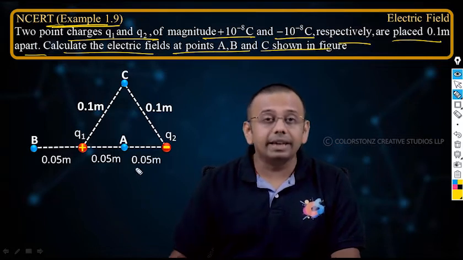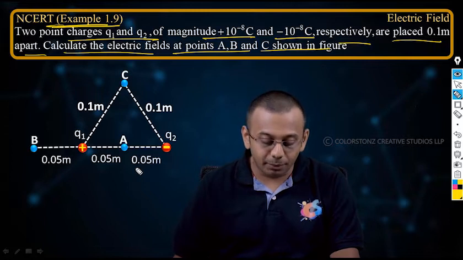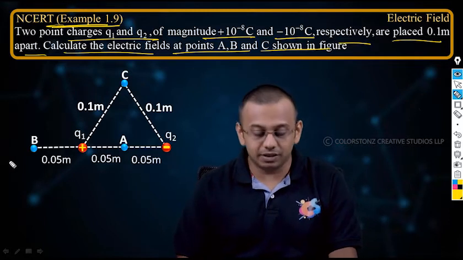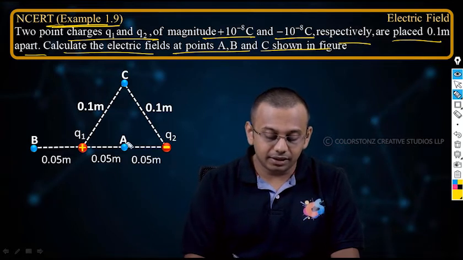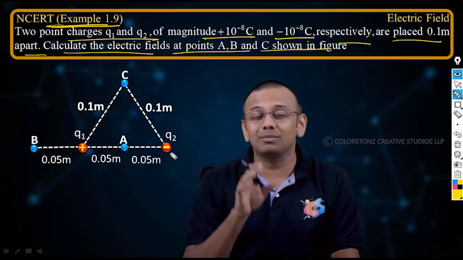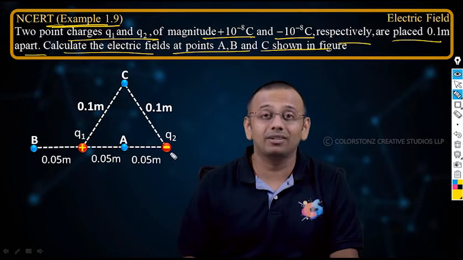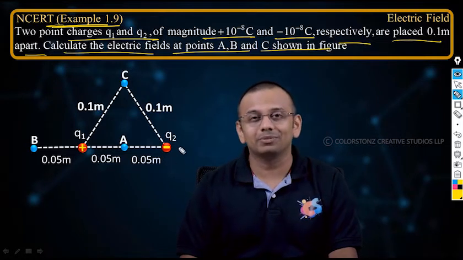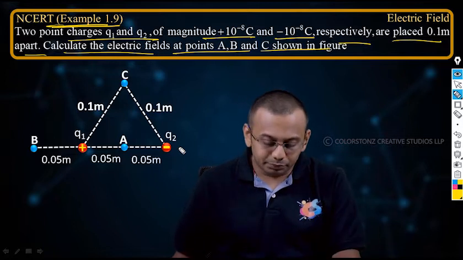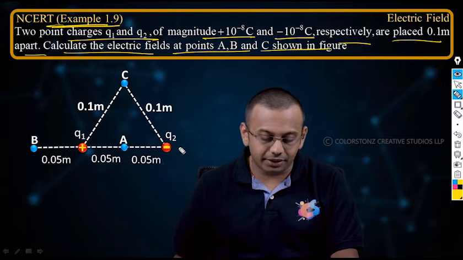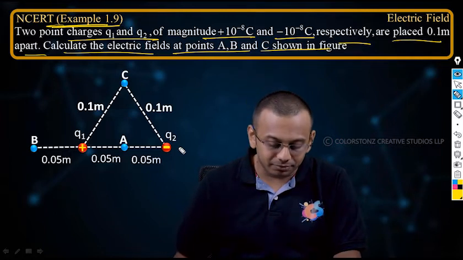So point A is at the midpoint between those two charges. B is to the left of the positive charge, and C is a point such that these two charges and point C complete an equilateral triangle. You can see this is 0.1 meter, 0.1 meter, 0.1 meter, right? So let's go one by one. Let's look at case A first and then we'll go to B and so on.